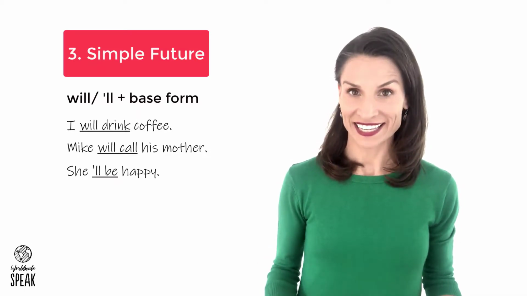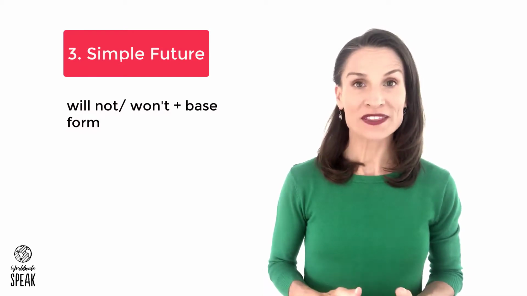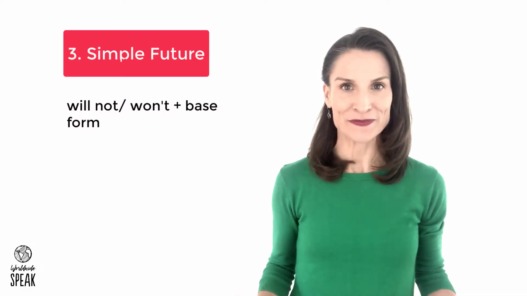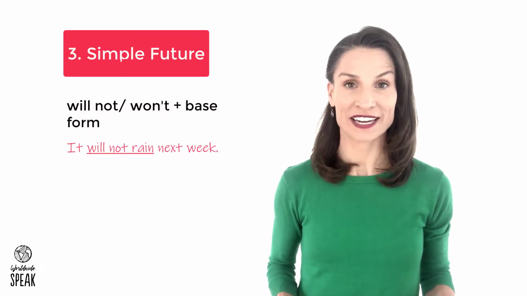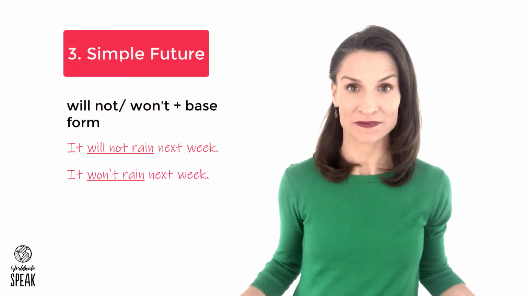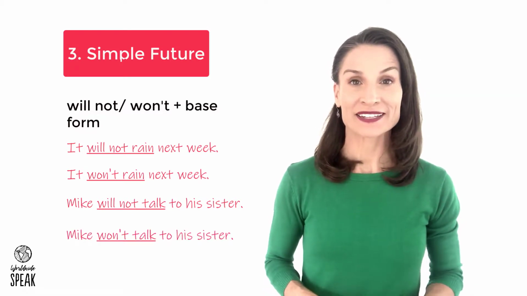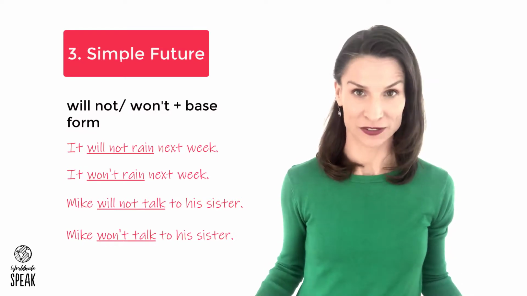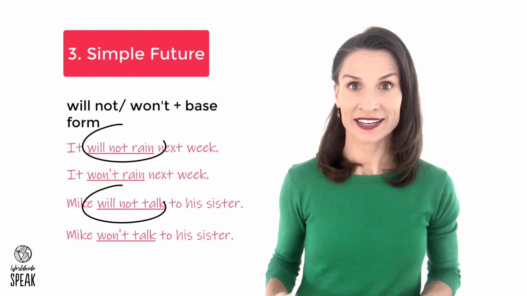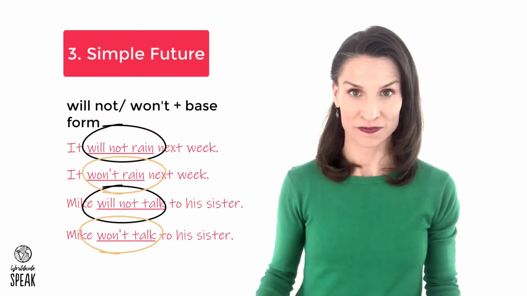To make this negative, we can use will not or the contraction won't. For example, it will not rain next week, or it won't rain next week. Mike will not talk to his sister. Mike won't talk to his sister. So you can form the negative with will not and the base verb, or won't and the base verb.